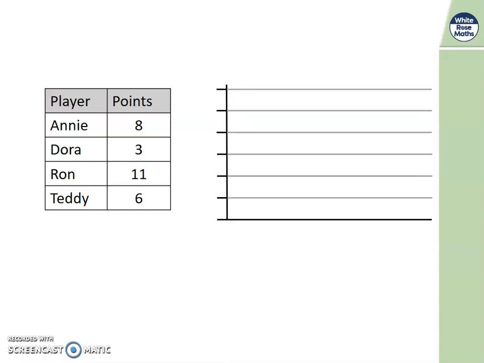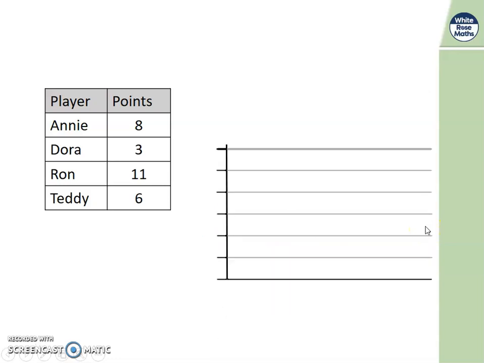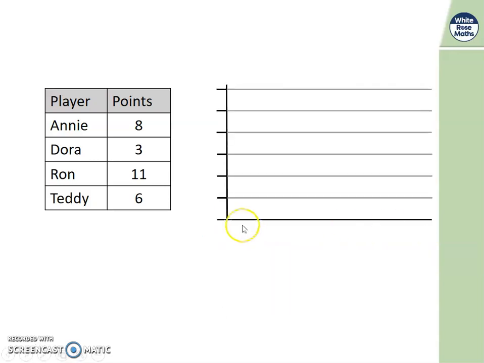So here we have a table with some data. Can you use this data and make it into a bar chart? Make sure you've got your title, points scored during a game. So what will we have across the x-axis? Well, sorry, on the y-axis you will have the numbers going up. You will have the scale.